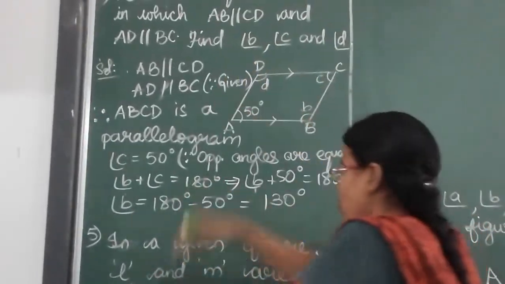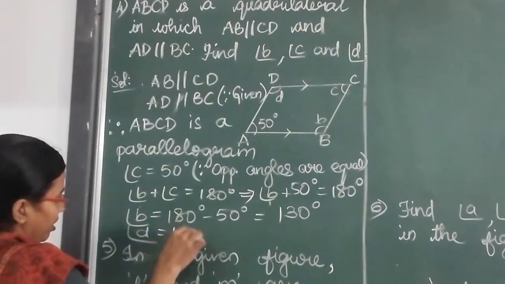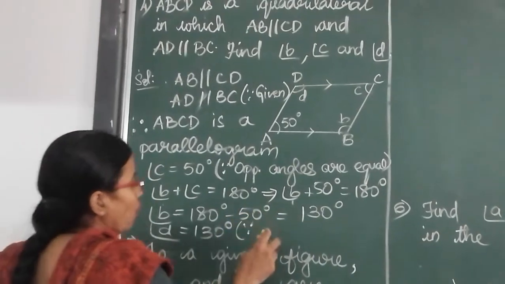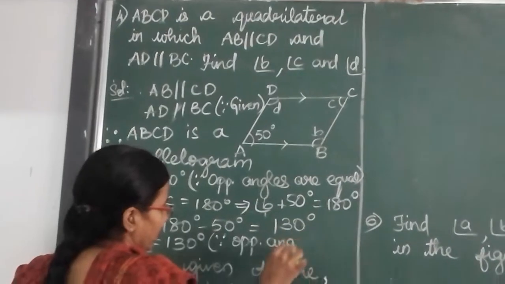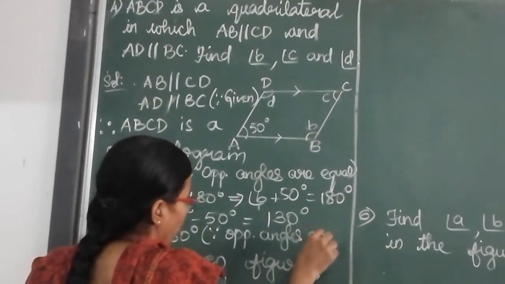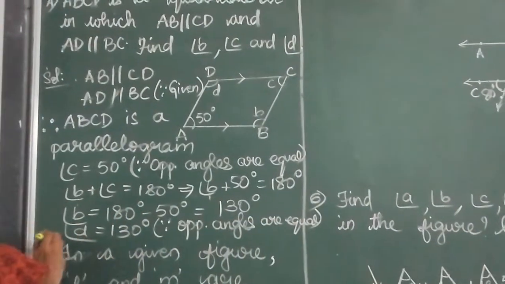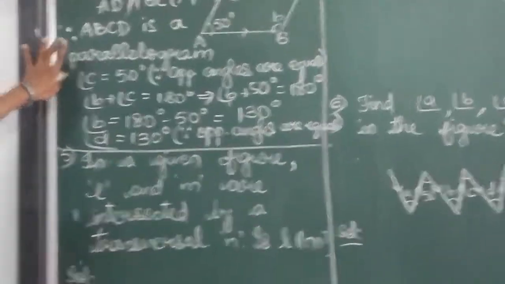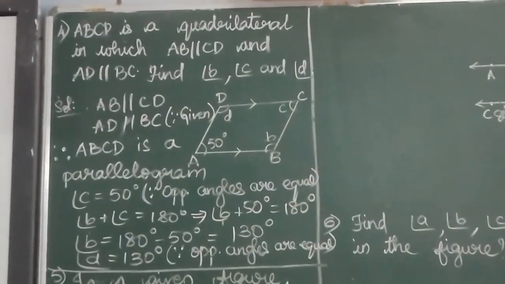So angle D is also 130 degrees. Why? Angle D is equal to 130 degrees since opposite angles are equal. This is the solution for this question. Understood everyone? Copy this solution.